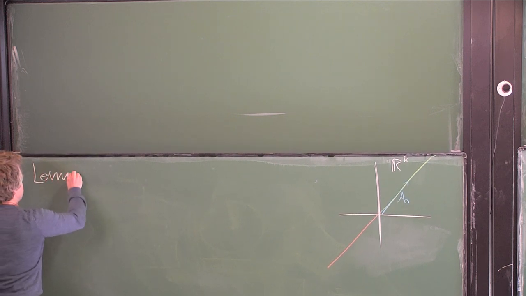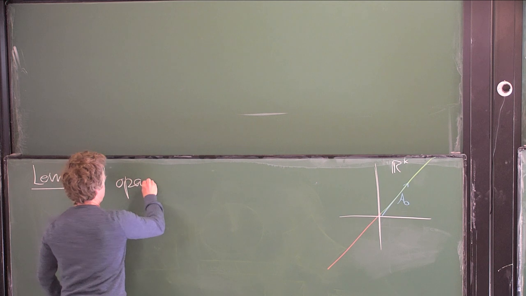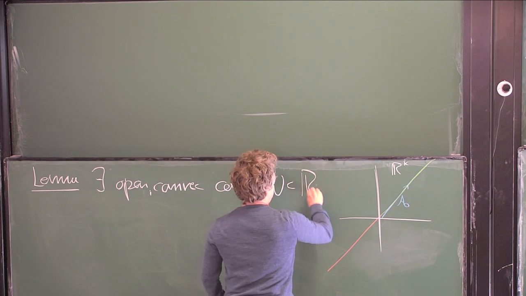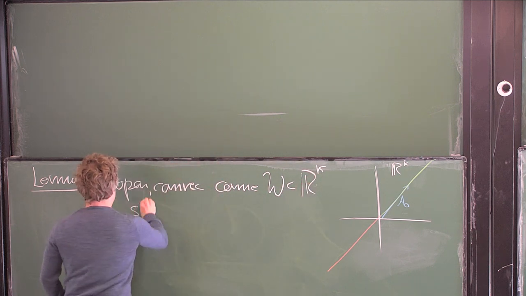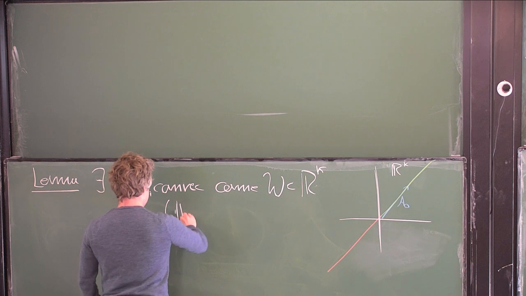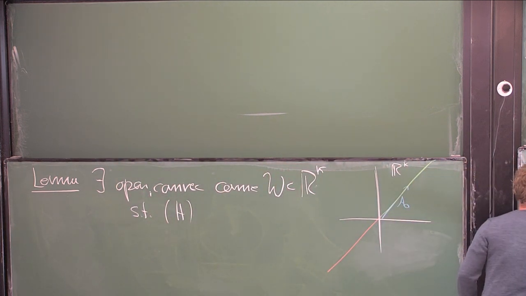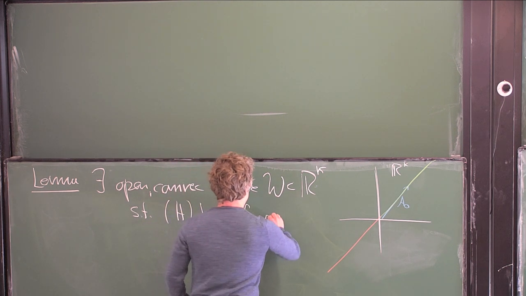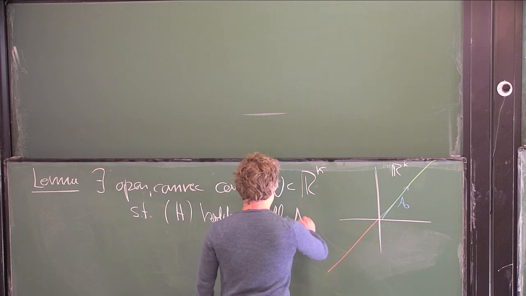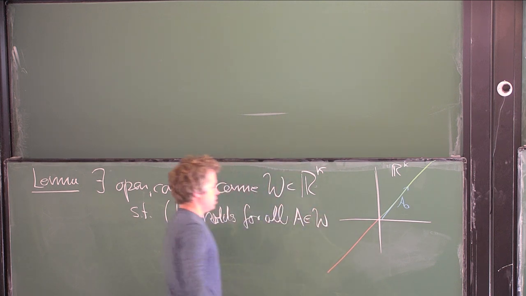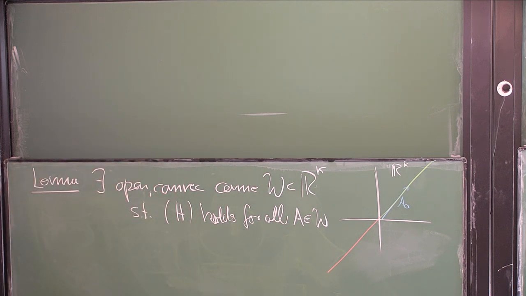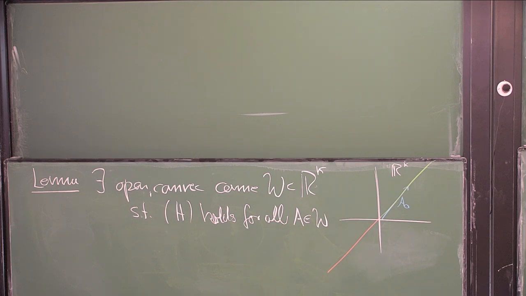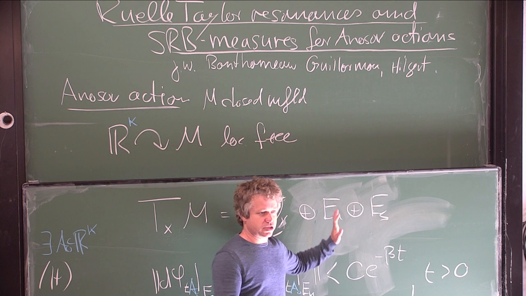Lemma: there exists an open, even convex, cone W in R^k such that this, here H for hyperbolicity, holds for all a in W, and the E^s and the E^u are the same spaces. Exactly. There exists. The only thing is that, of course, this will depend on the choice of your vector field. But the stable and the unstable direction stay the same.